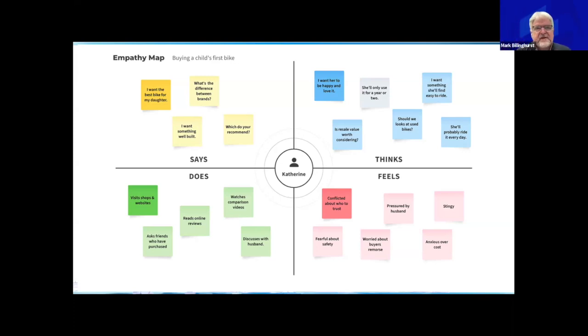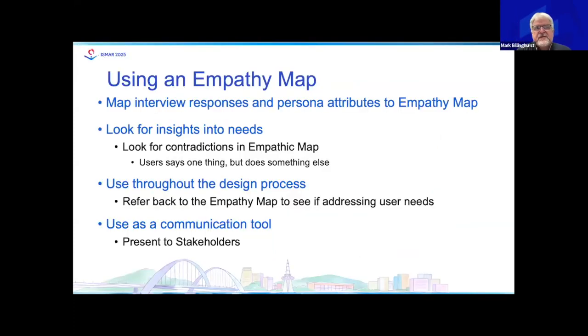Can you go to the next slide, Joaquim? And then the way you use the empathy map is that you can look for insights into the person's needs, especially look for contradictions in the map. They may say one thing but do something else. Like the person might say that they really enjoy playing a particular sport, but when you ask them how often they play, they say, well, maybe once every 2 or 3 years. And then you can refer back to the map through the design process to see if you're addressing user needs, and use it also as a communication tool to present to other people to show more information about the users.